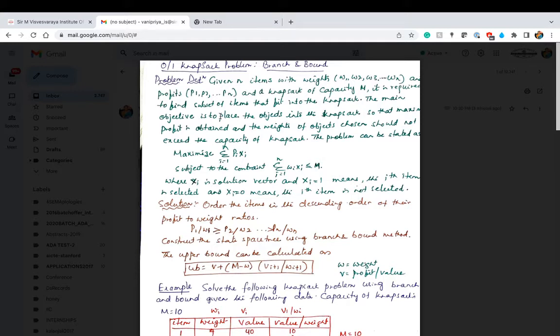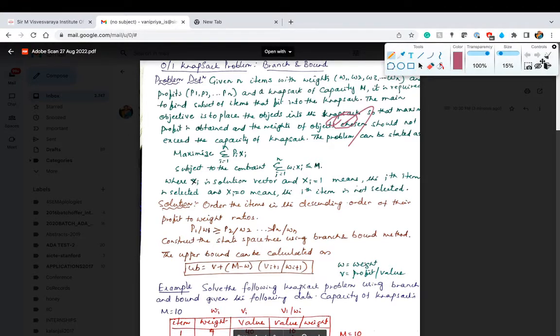You are given n number of items with the weights W1, W2, W3, up to Wn. Each item is associated with these weights, and also some profits. Sometimes it will be given as values. So each item is associated with a weight and a profit, and you are also given a knapsack with capacity capital M.